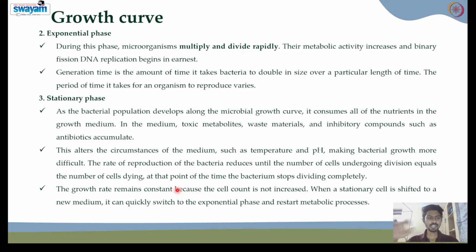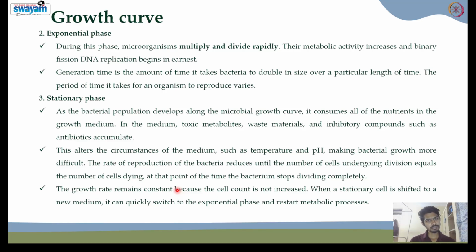So what do we call generation time? Generation time is nothing but the time it takes to double the population. For example, if two cells becoming four cells takes 10 minutes, then these 10 minutes are called the generation time. For every 10 minutes, one cell converts into two cells, and two cells convert into four cells. The period of time it takes varies, depending upon the organism.